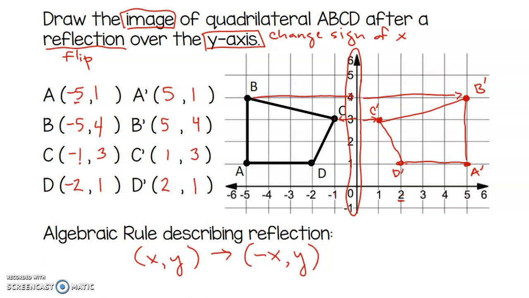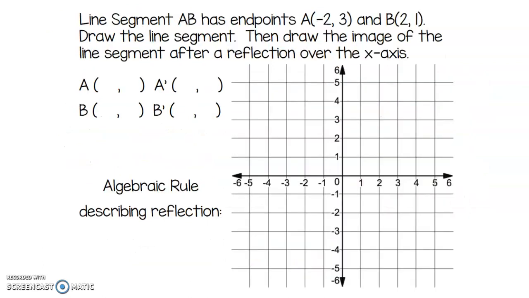So flipping over the y-axis, we're going to change the sign of x. But notice if I know what a reflection is, I could draw my picture and boom, there we have it, okay? All right, let's do this one more time.